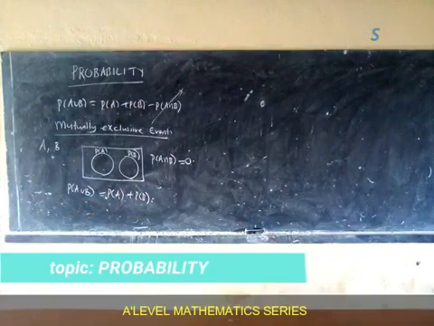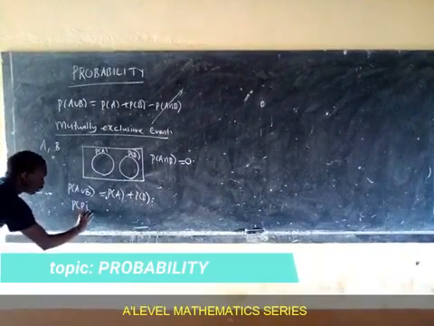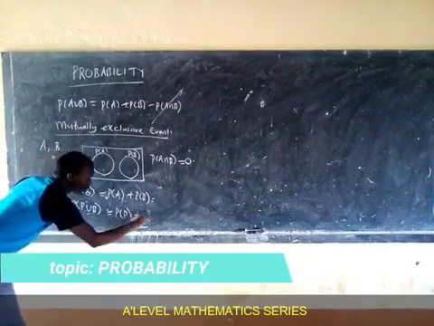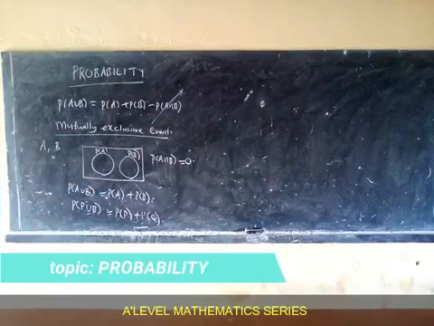So if I say events P and Q are mutually exclusive, it means the probability of P union Q becomes the probability of P plus the probability of Q minus 0, which remains the way it is here.